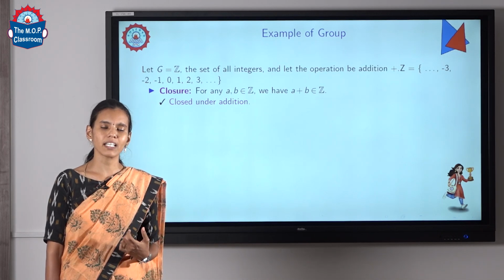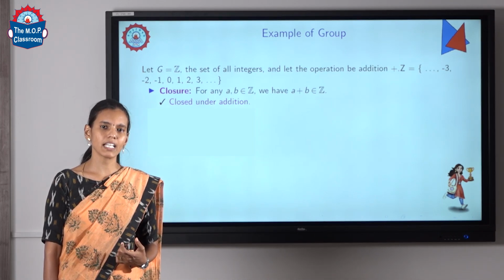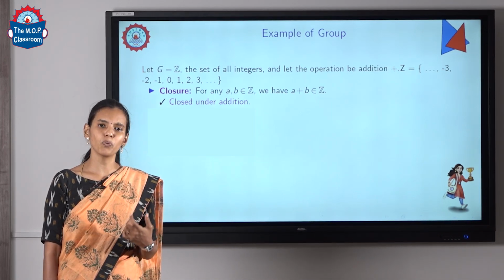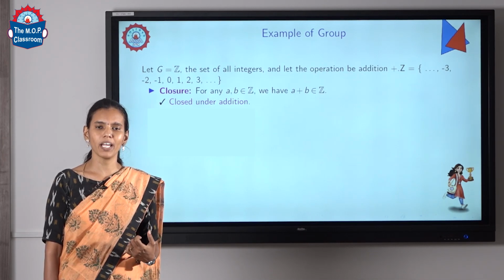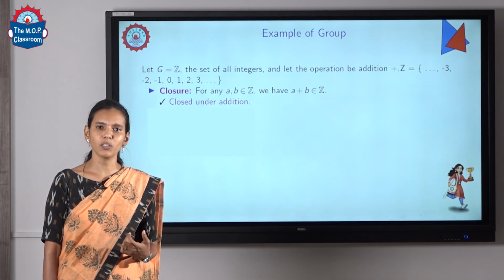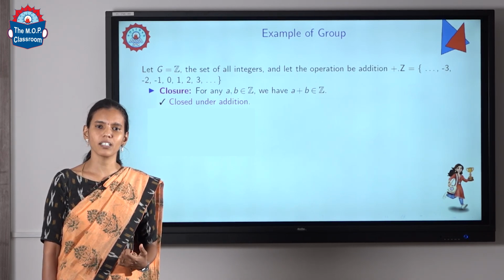So we'll go for the axioms one by one. The first axiom is closure. In order to prove closure, we need to take two elements. For example, I'm going to take two elements 0 and 1. So if I add 0 and 1, I'll get 1, which again is there in the set. Hence, this set is closed under addition.